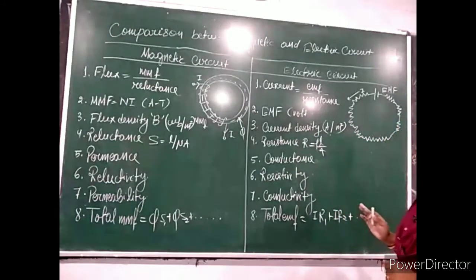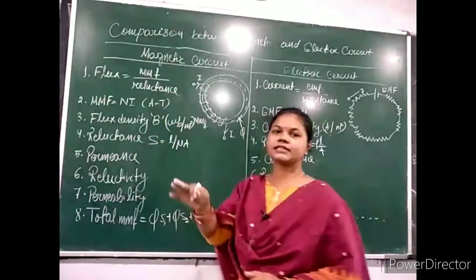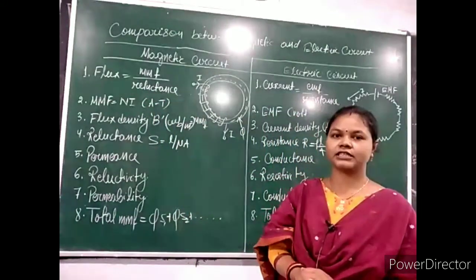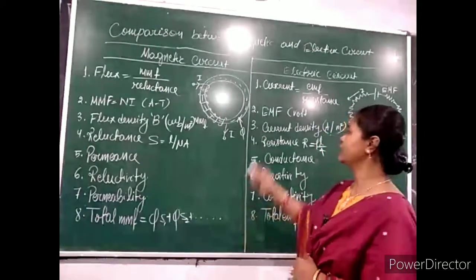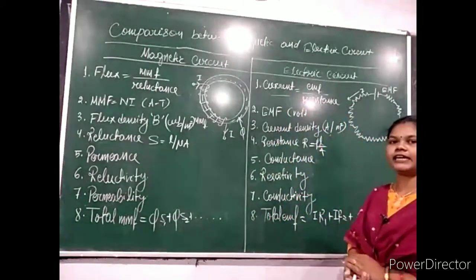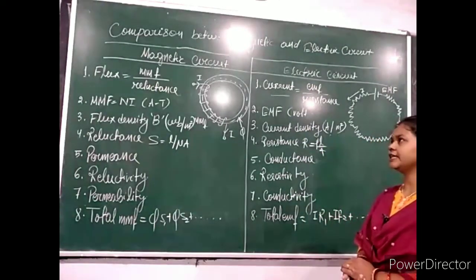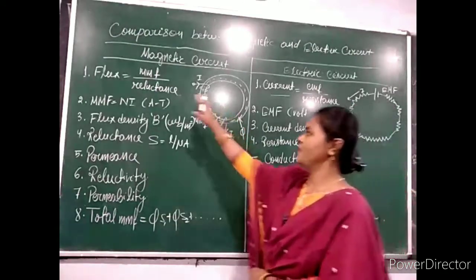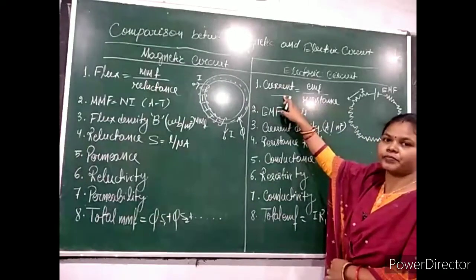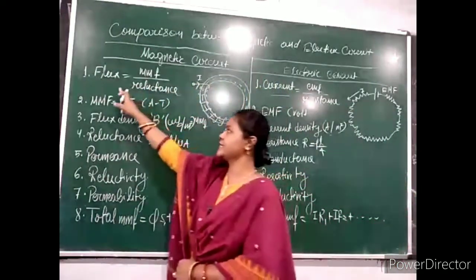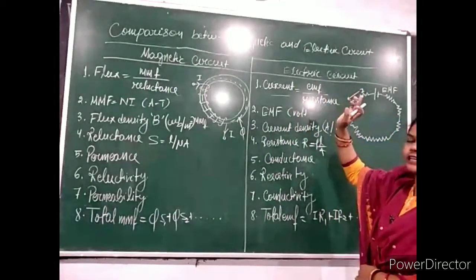In a magnetic circuit, flux flows through all the branches in a closed path, whereas in the case of an electric circuit, a flow of current takes place. So you say that flux in a magnetic circuit is analogous to current in an electric circuit.